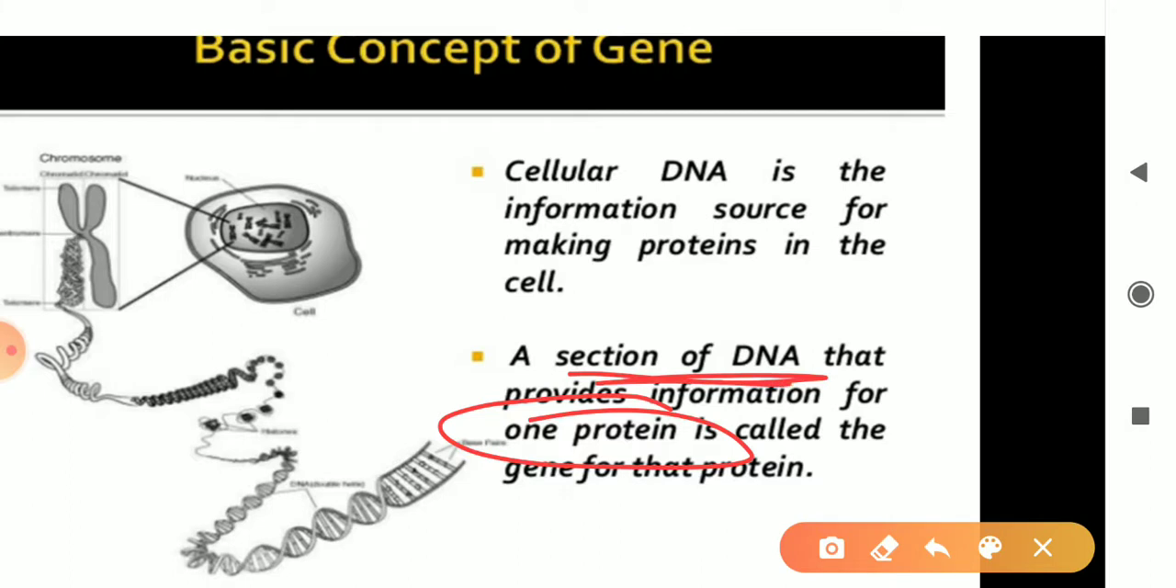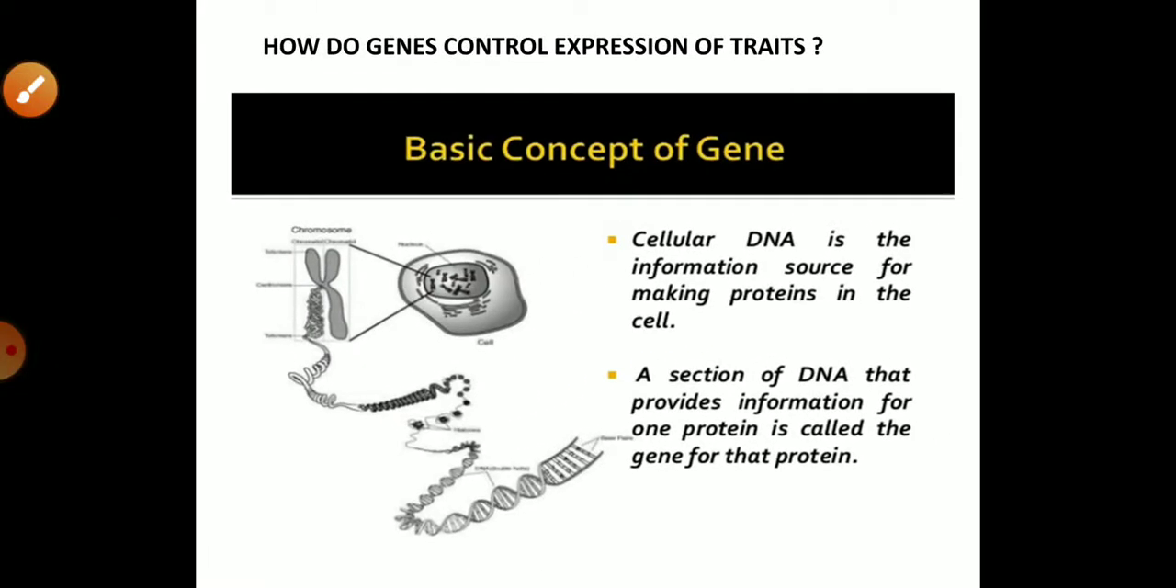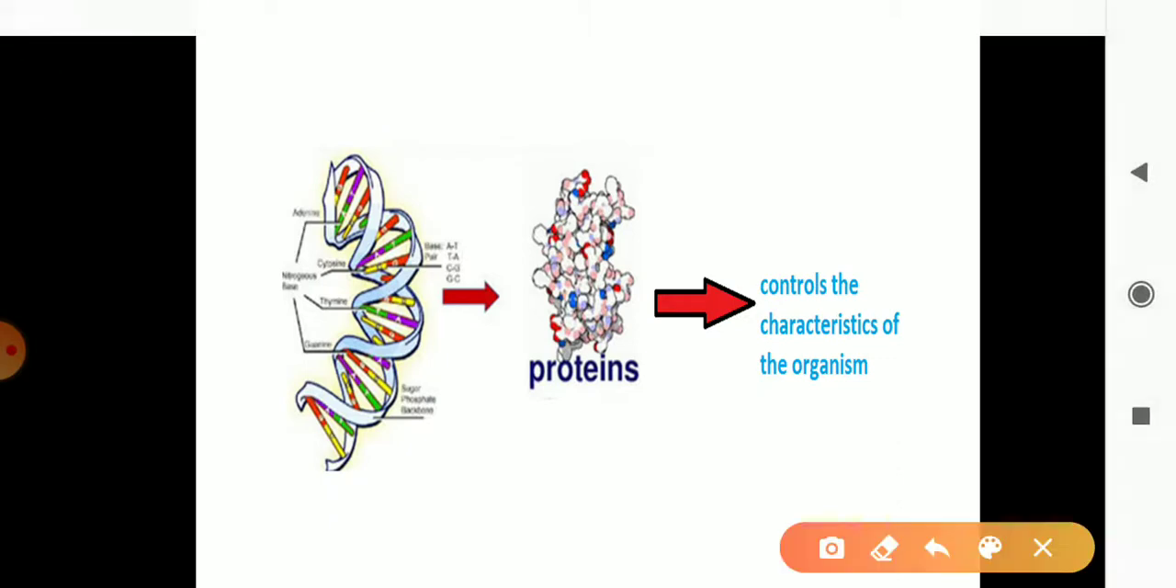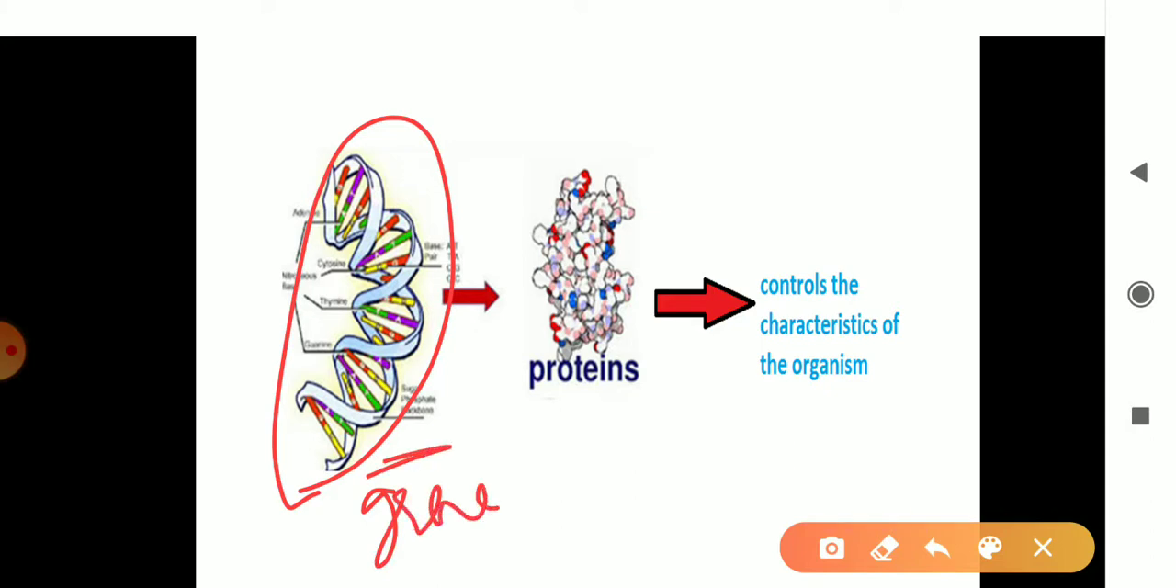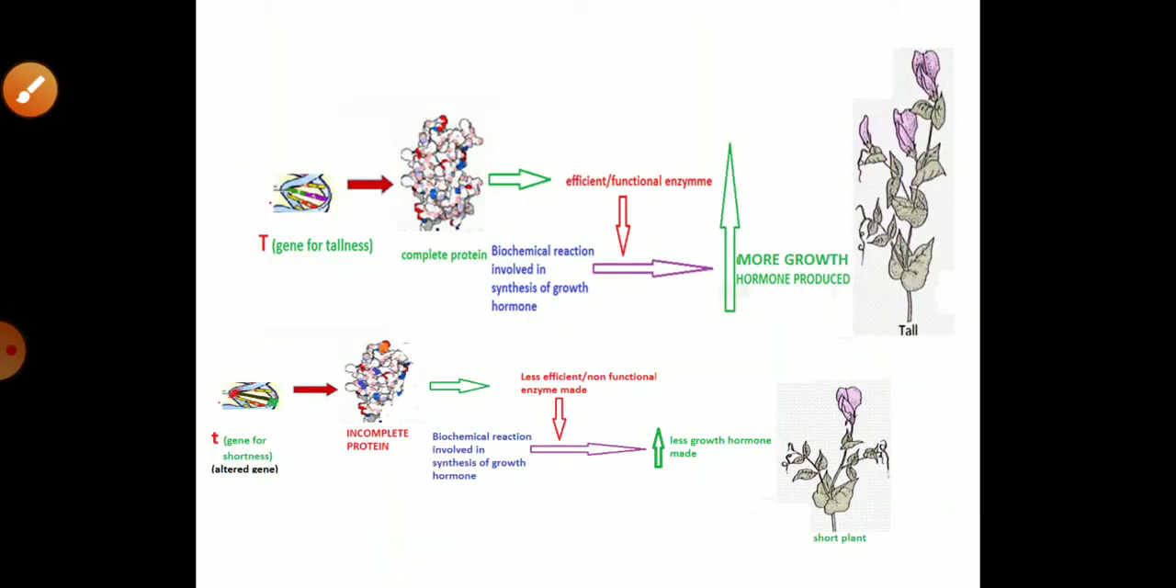Since a gene has information for making proteins, these proteins may act as enzymes, and these enzymes may take part in various biochemical reactions where some products may be formed. Depending upon the amount of product formed, a particular trait may or may not be expressed. Here, as you can see, this is a segment of DNA, which is the gene, and using the information contained in the DNA, proteins are made, and proteins control the expression of characters of an organism.